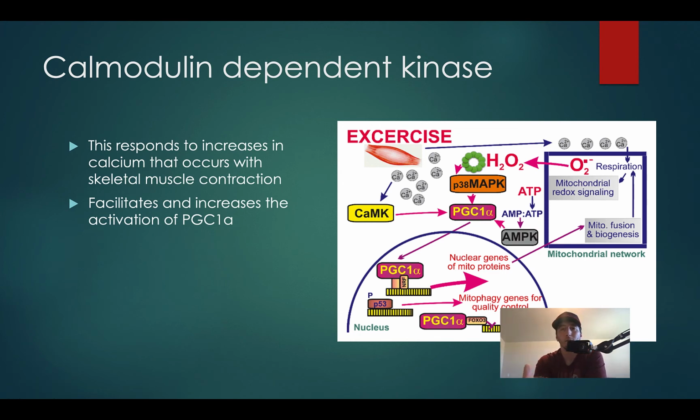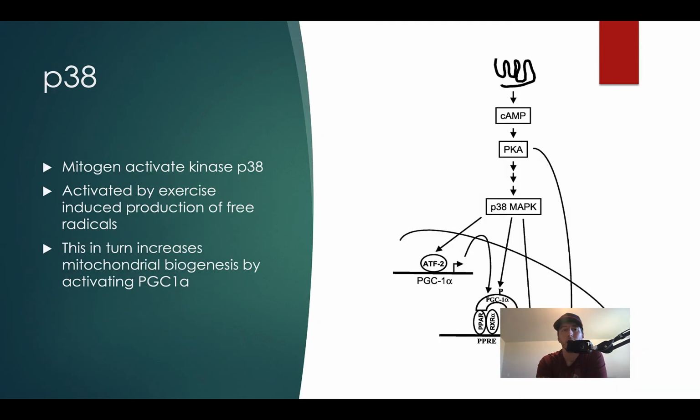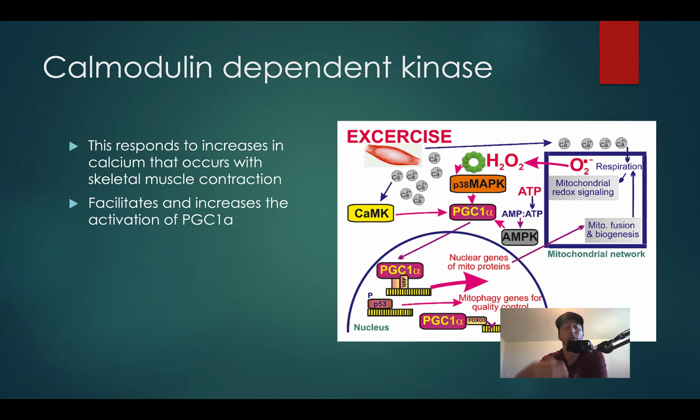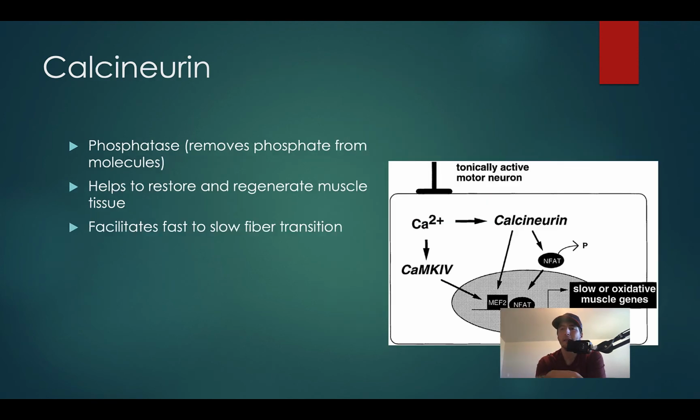It's really important that you understand, at least at the basic level, that this signaling for calmodulin-dependent kinase and for PGC1 alpha and P38 is all going through PGC1 alpha to create more mitochondria. And then once you understand what mitochondria can do, you can start understanding how this benefits endurance activity.